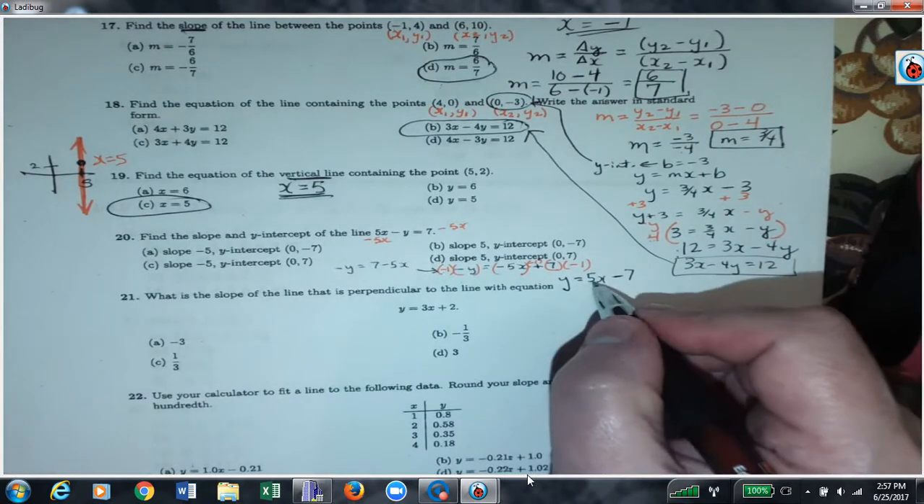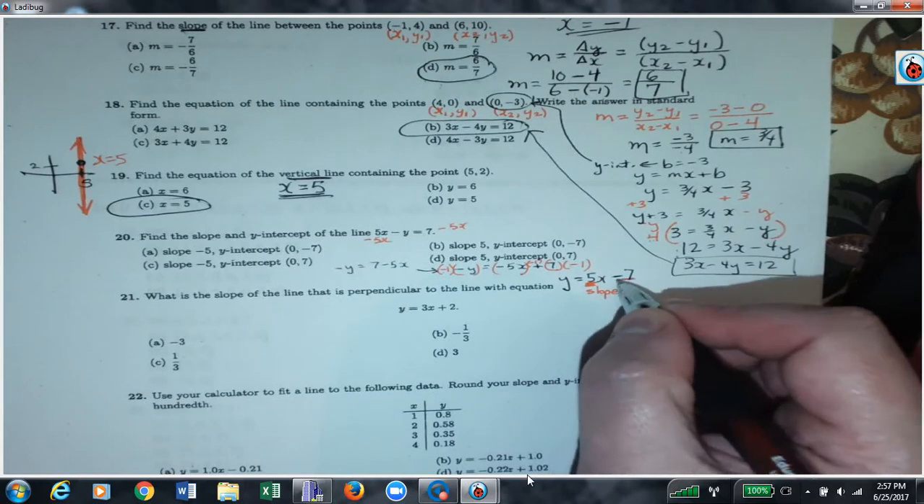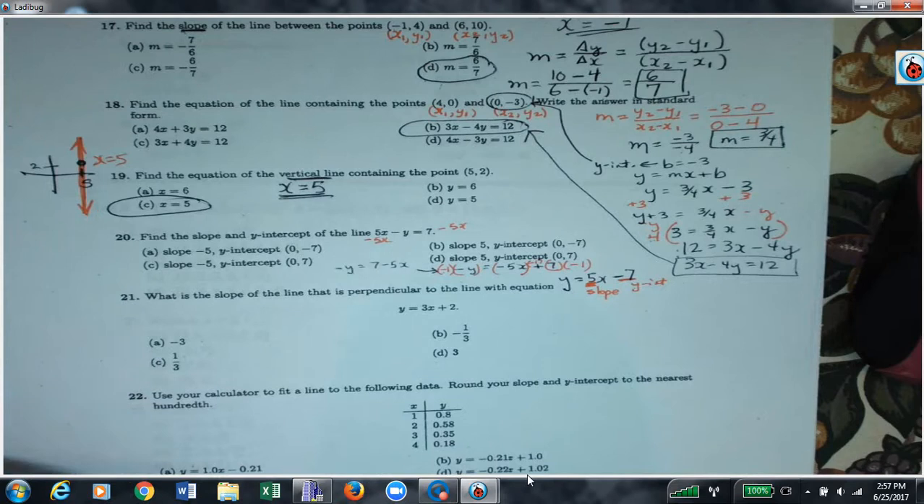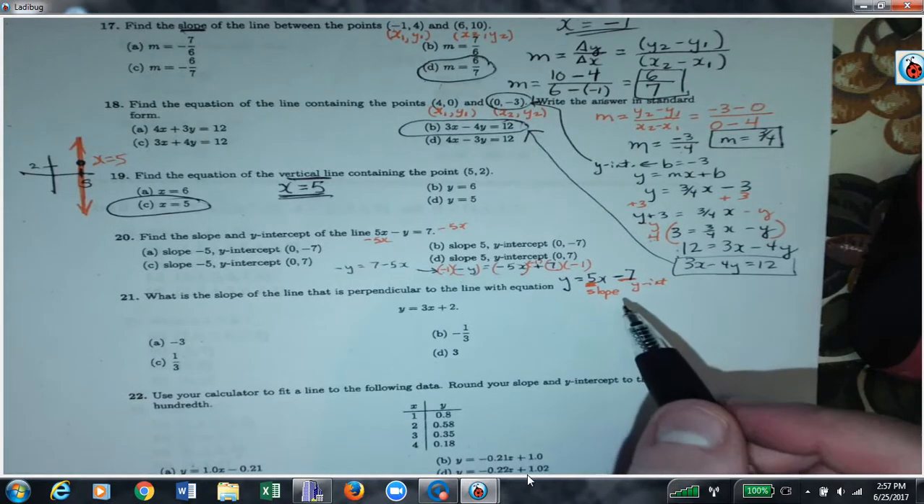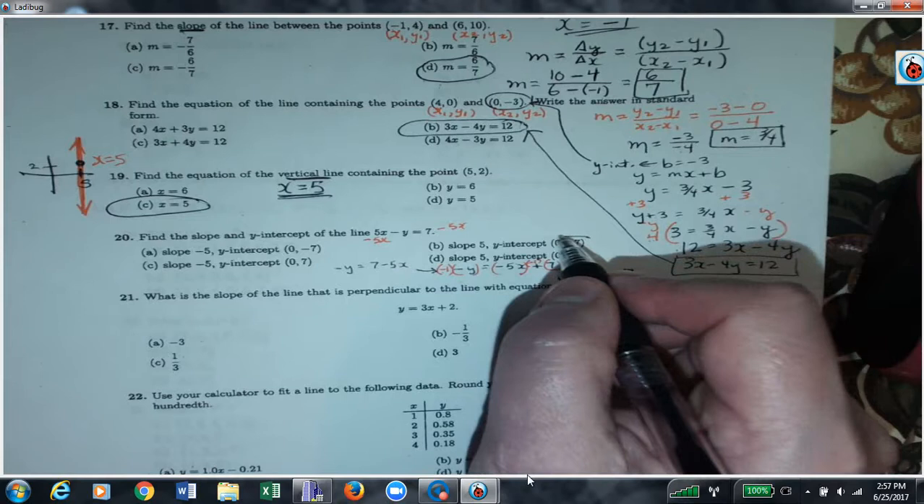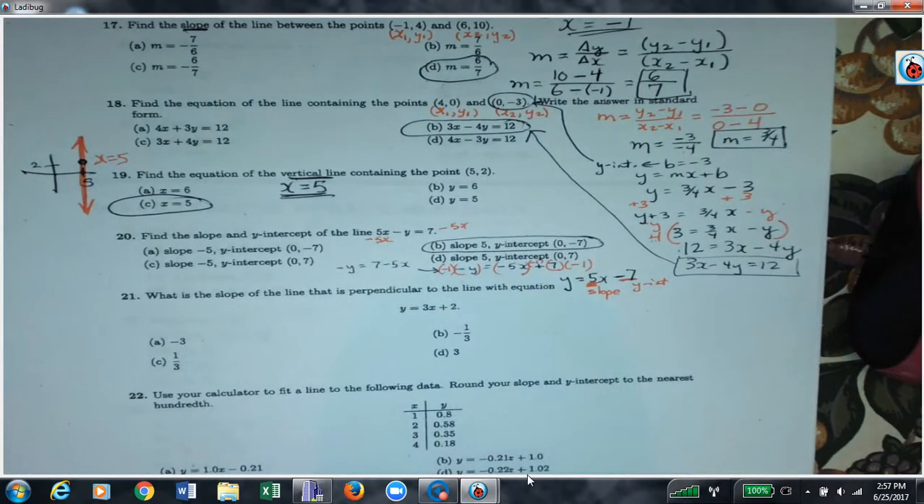Here's the form I need. 5 is the slope. And negative 7 is the y-intercept. So the slope is 5, and the y-intercept is negative 7. So the answer to number 20 is B.